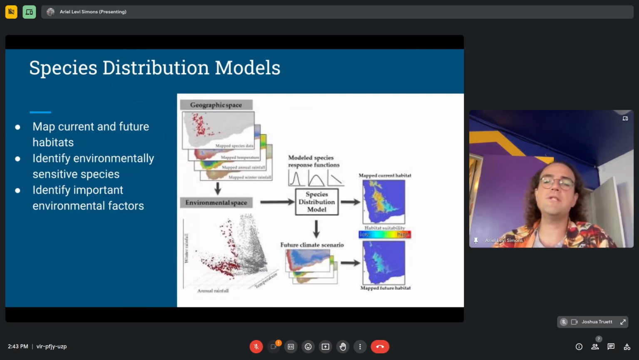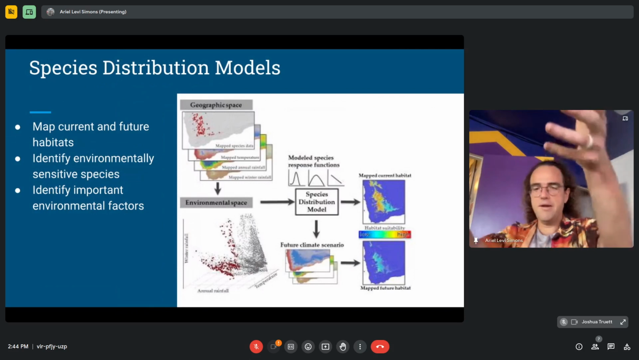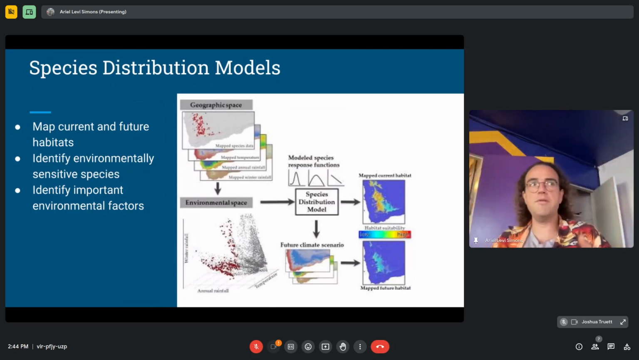You can also use these same models and then slot in future or predicted environmental conditions to say, where do you expect these species to show up in 50 or 100 years? Which is, again, really important because you can say, hey, if the planet gets 2 or 3 degrees Celsius warmer over the next 300 years, where do I expect these species to show up in the future?